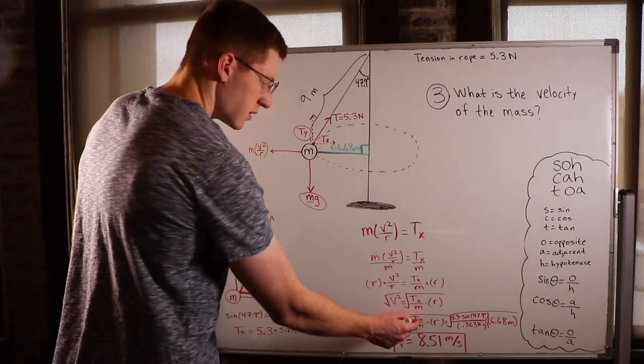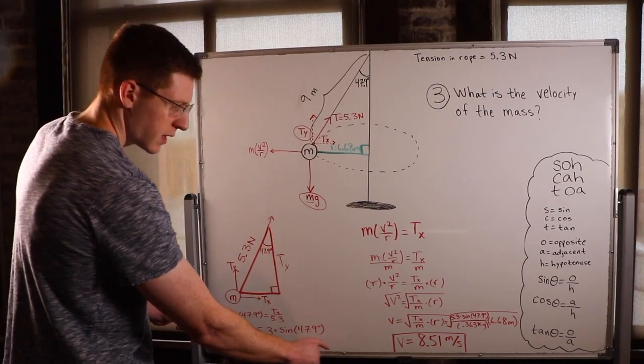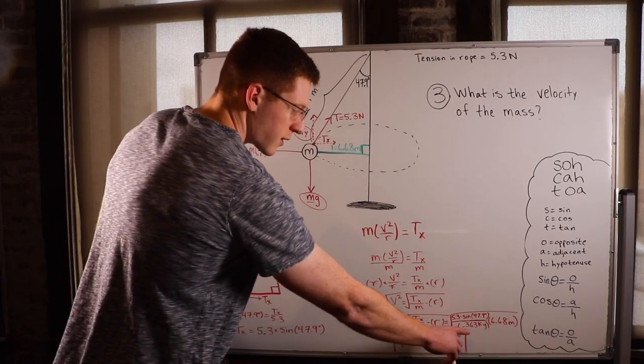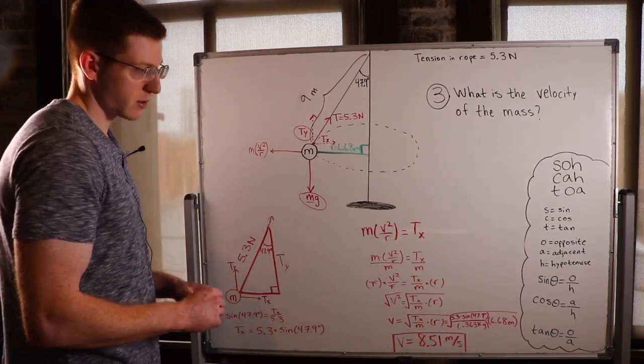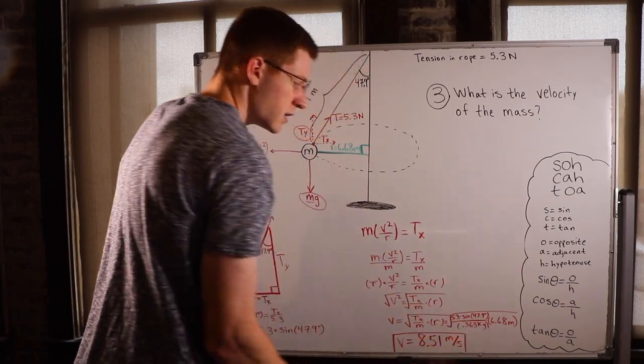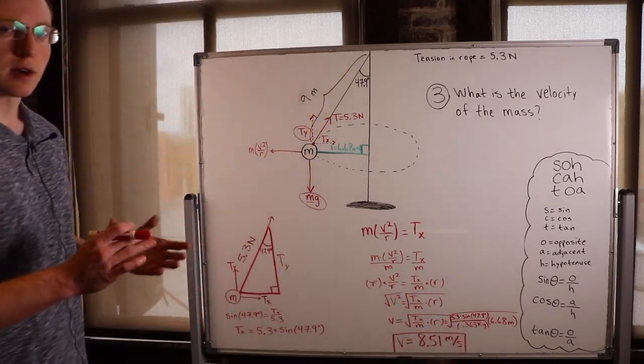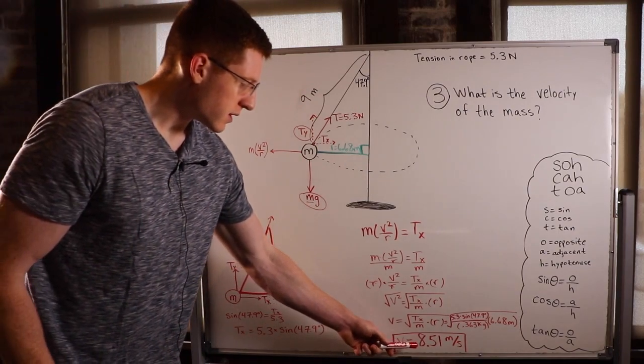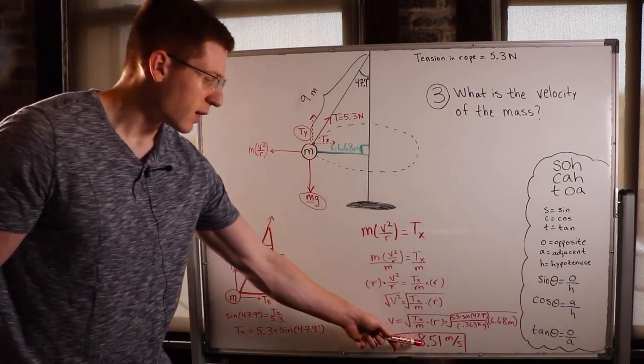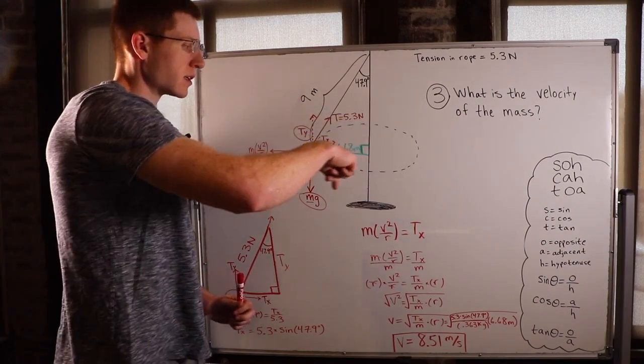So I found the x component of the tension here. So I put that in for tx over the mass, which we had previously found, 0.363 kilograms, and then the radius, which we had also previously found, was 6.68 meters. And once you type that all into a calculator, you will find that this mass is moving 8.51 meters per second in this circle.